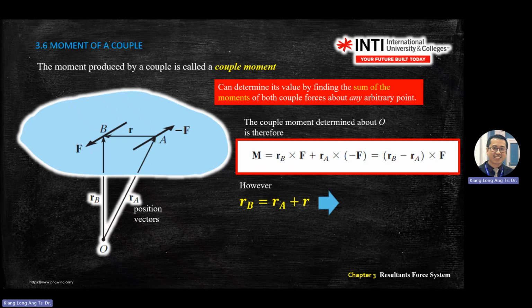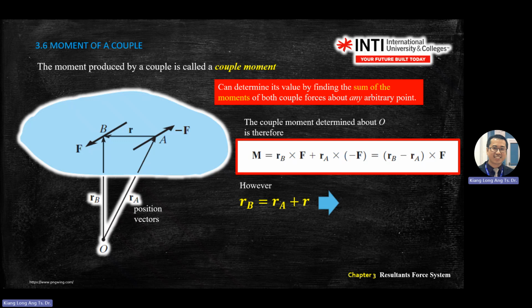So you see there's a vector triangle here. RB is from O to B, RA is from O to A, and there's an R vector from A to B. It forms a triangle. So how do you write the equation without looking at this one? You should be able to see that from O, point B is the final destination. O to B is a resultant. So you should be able to write RB equals RA plus R.